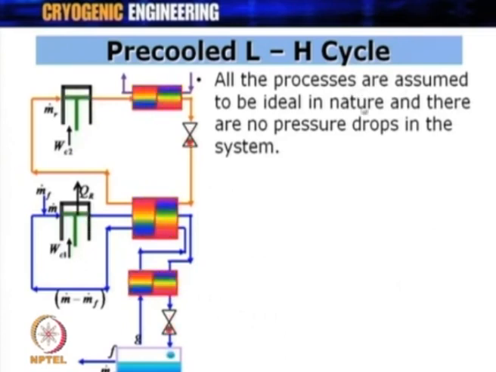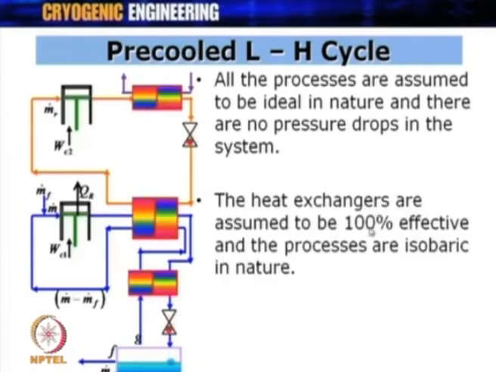All the processes are assumed to be ideal in nature and there are no pressure drops in the system. So, when we are analyzing this cycle, we will assume that all the processes are ideal, that means all the heat exchangers are ideal, all the expansions are isothermal, the adiabatic compressor over at this point and the isothermal compression process at this point. The heat exchangers are assumed to be 100% effective and the processes are isobaric in nature.